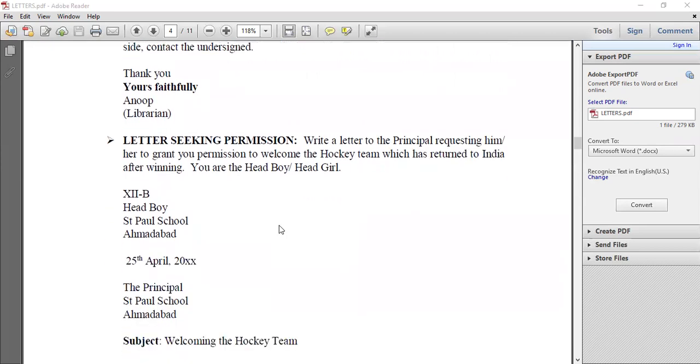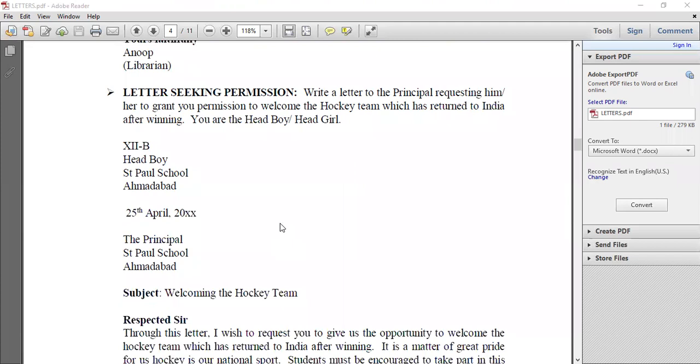The third example is a letter seeking permission. So seeking permission, this is also an official letter, right? Letter seeking permission, the question I am reading: you can also write a letter to the principal requesting him or her to grant you permission to welcome the hockey team which has returned to India after winning. You are the head boy or the head girl. Now you can see the sender's 12th B, head boy, St. Paul's School, Ahmedabad, sender's address.